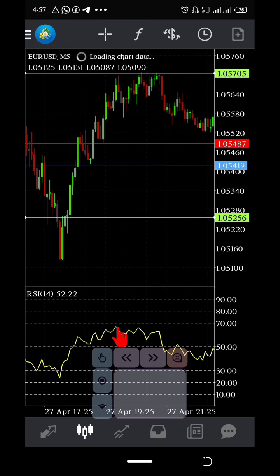It came to this point, it got to this point, although it did not hit. Always wait for it to touch the 70 line. Most times it may get to this 80, most times it may not get to this 80, but once it gets to this point on a 5-minute chart, on a 5-minute time frame, take a sell.